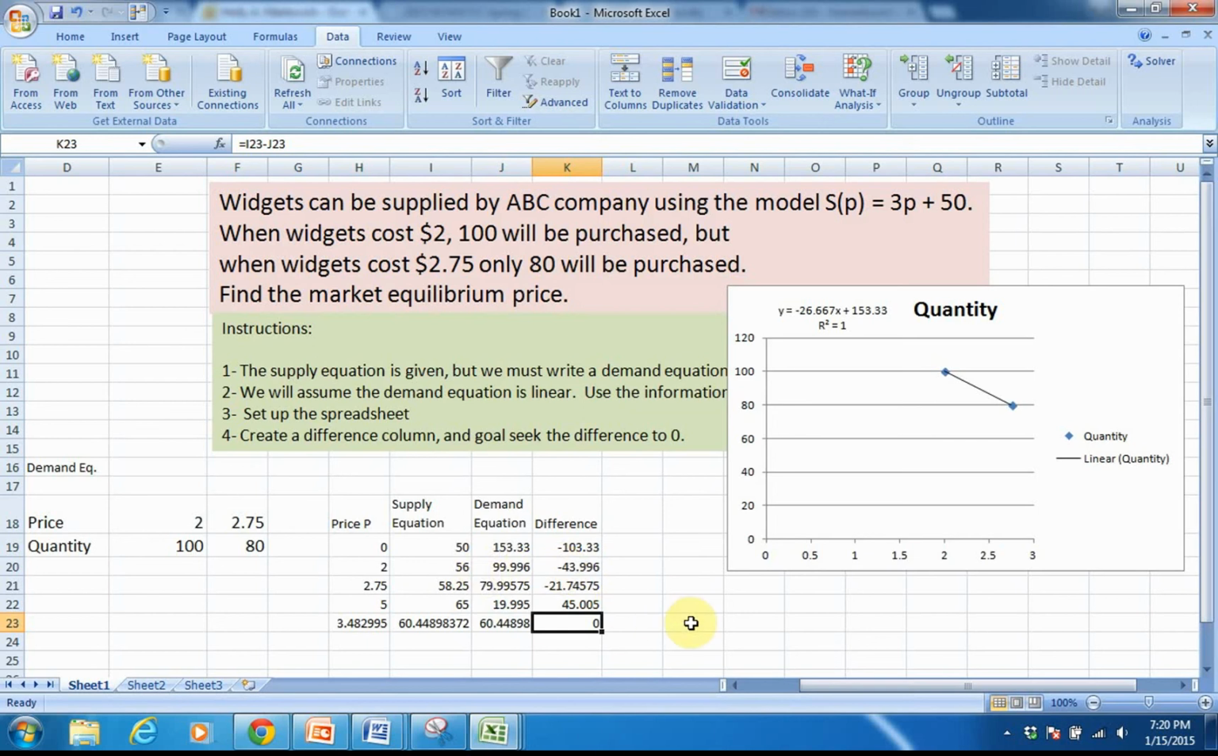So that whole idea of where you might have a shortage or where you might have a surplus, you can also get by looking at your difference column. Hope that helps.